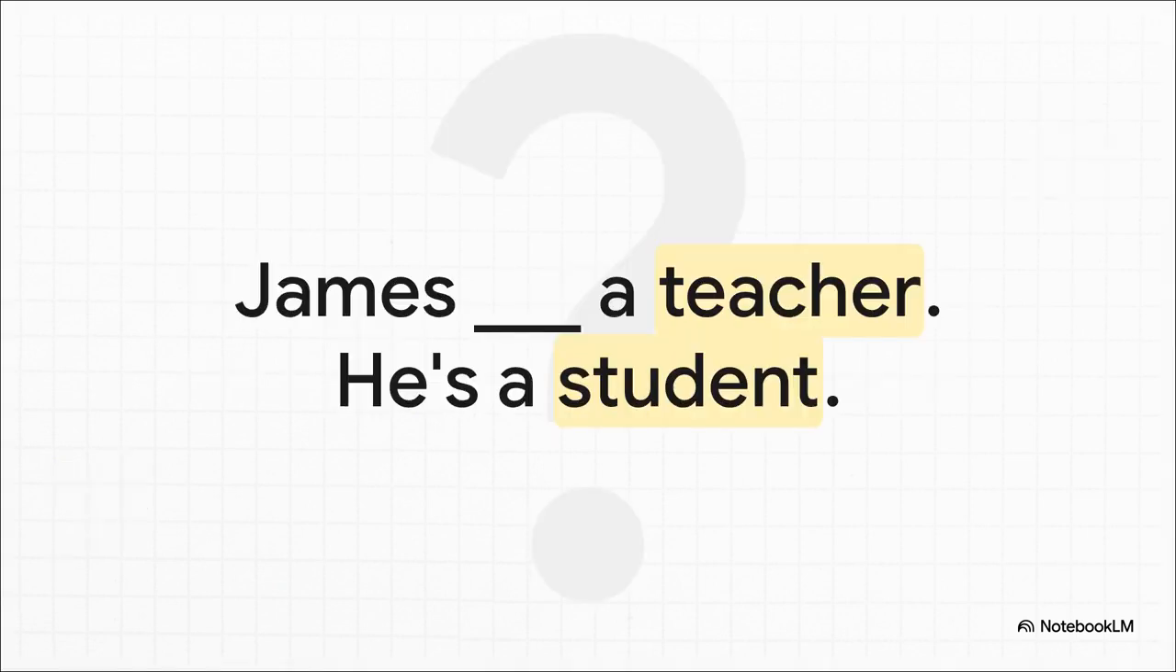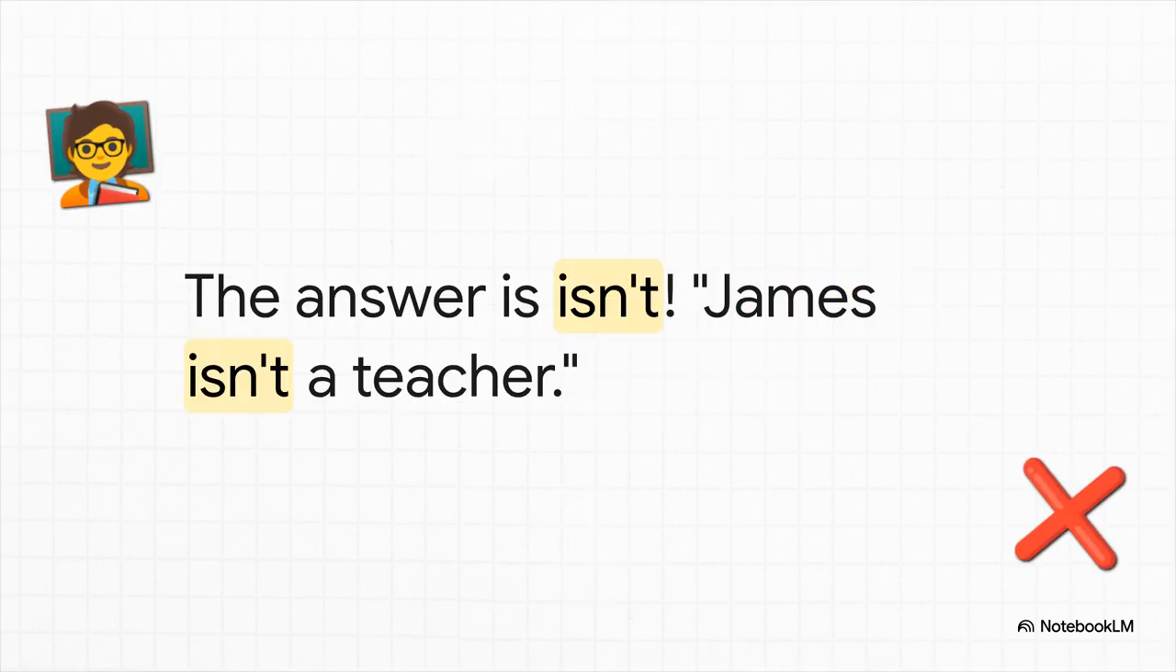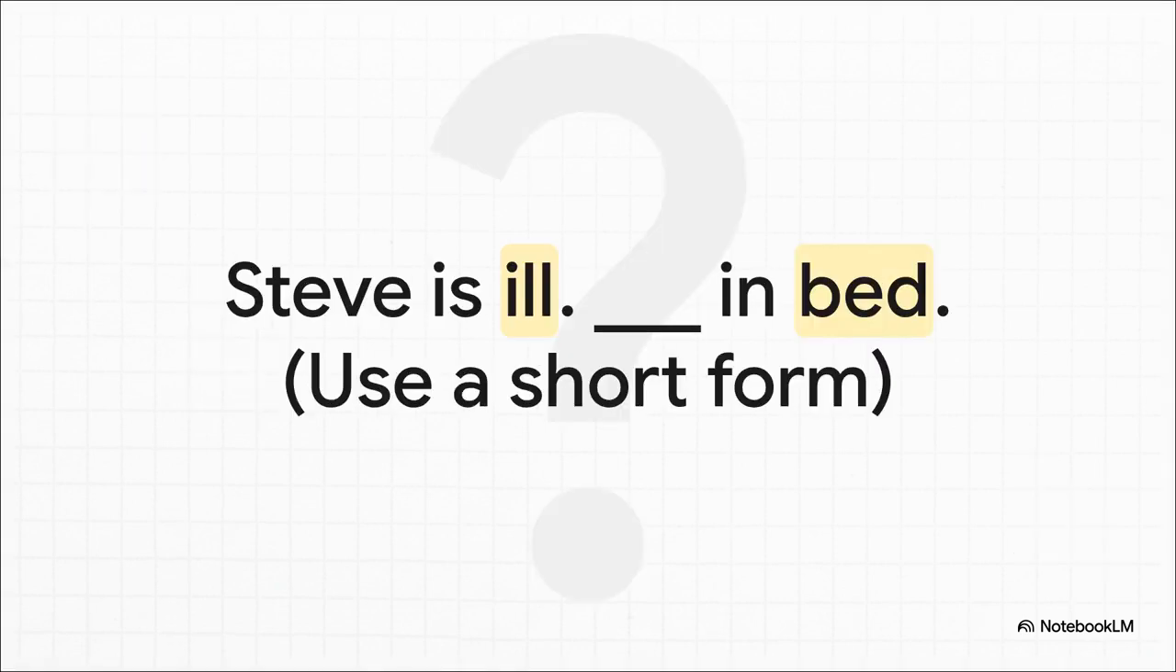Okay, let's do another one. James blank, a teacher. He's a student. Make sure you read that second sentence really carefully. It gives you a massive clue for the first part. Yes, you got it. The answer is isn't. The second part tells us he's a student, so we know for sure he's not a teacher. We needed the negative there.